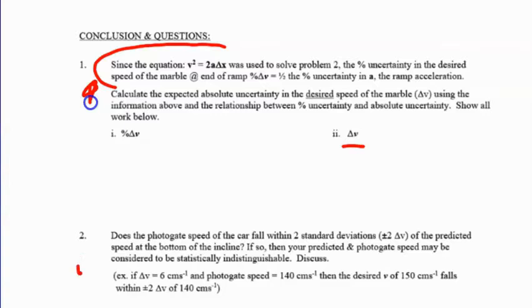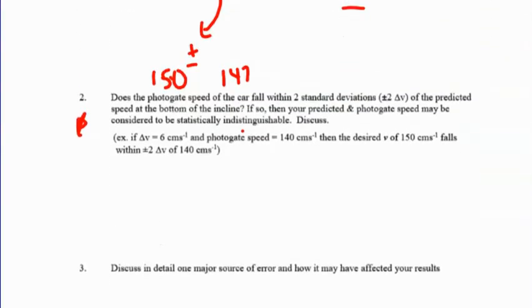And then the last question asks, so if you're looking for 150 and the photo gate says 147, well, you might say they're not the same value, but your 150 has a plus or minus value to it that you got from up here. So if there's significant overlap as described here, then you can argue that they're essentially the same value. So it's a good practice for you to do.